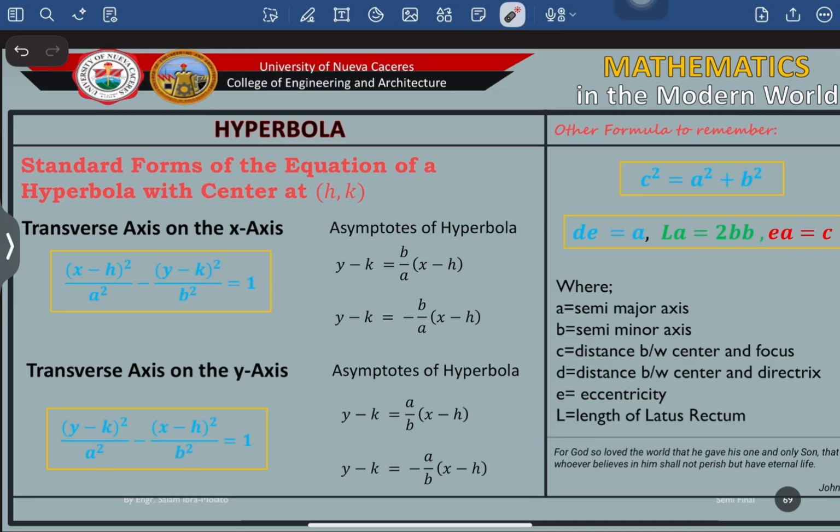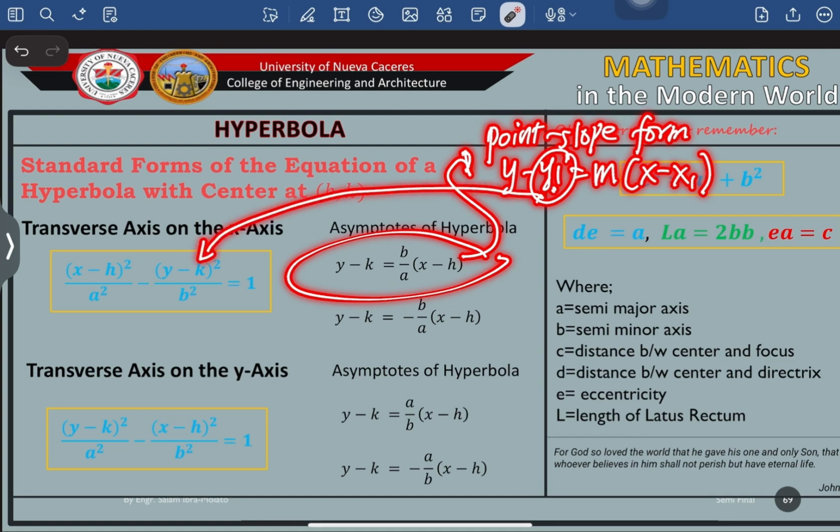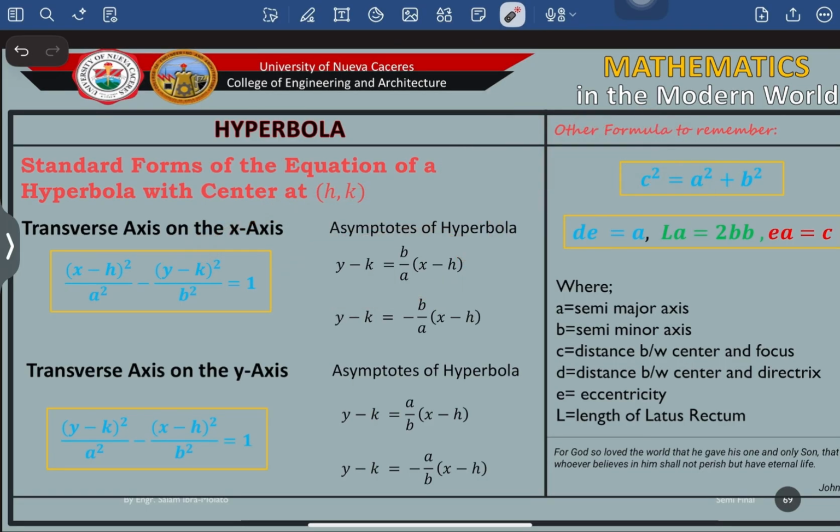Then, the asymptotes of a hyperbola. So, basically, kung matatandaan nyo, this is derived from the point-slope form dun sa straight line, y minus y sub 1 is equal to m times x minus x sub 1. Napapalitan mo lang to dun sa center nung hyperbola kasi nagpapass through yung asymptote dun sa center. Then ito is the slope lang to.